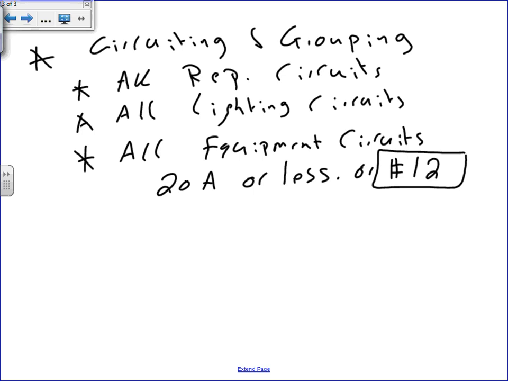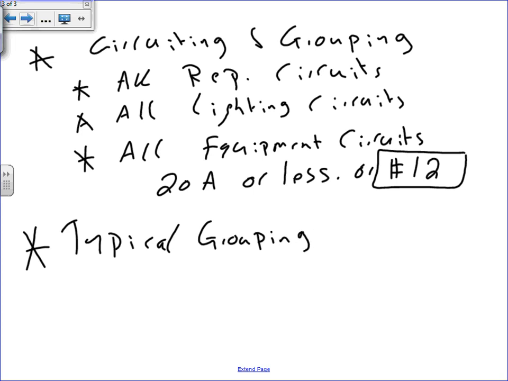Let's see what's the best way of grooving now. We know what to groove now. How do I groove? What's the best way of grooving? Because that author was jumping around. Here's what you're going to do, the best way of grooving. So these are circuiting and grooving. Second one, typical grooving. By the way, everybody knows what we mean by grooving. We grab multiple conductors, put them in one conduit. That's what grooving is. Typical grooving.